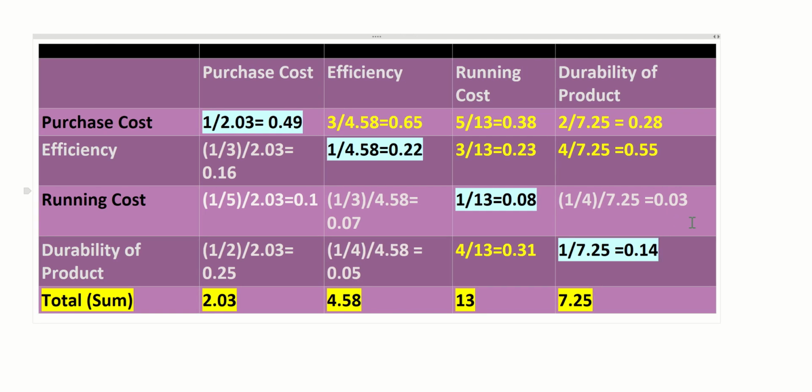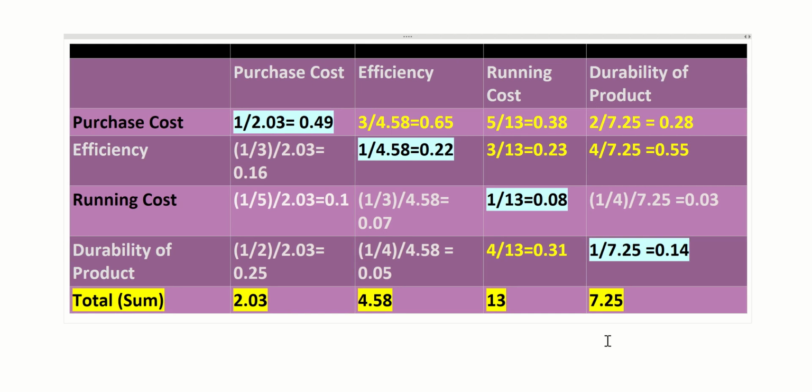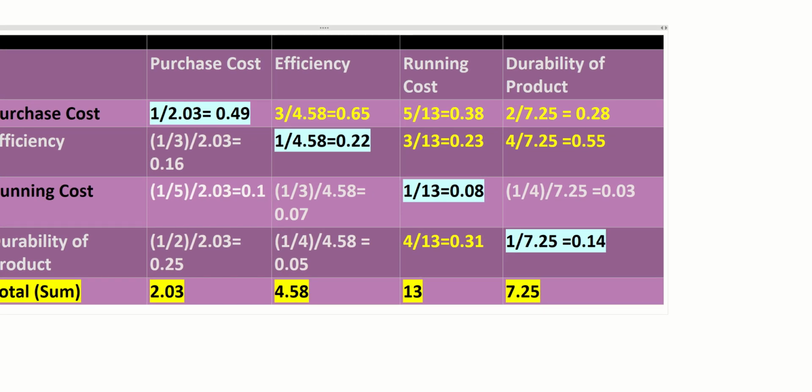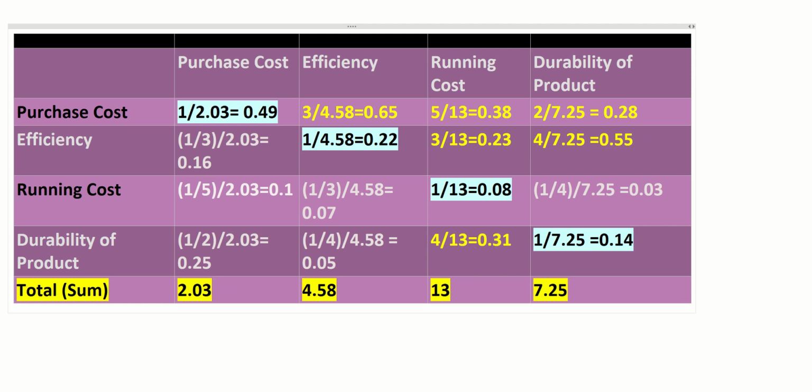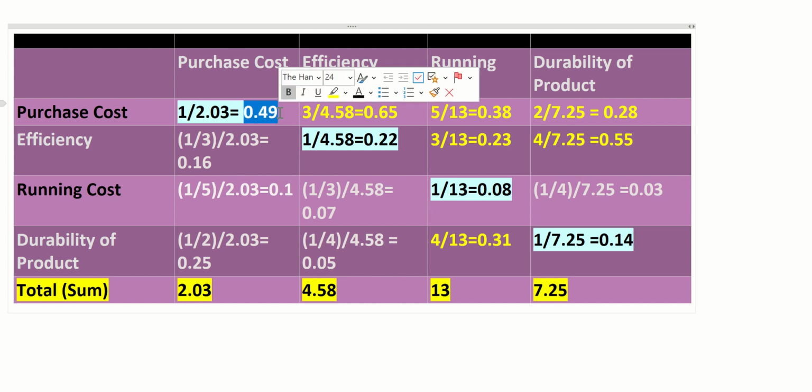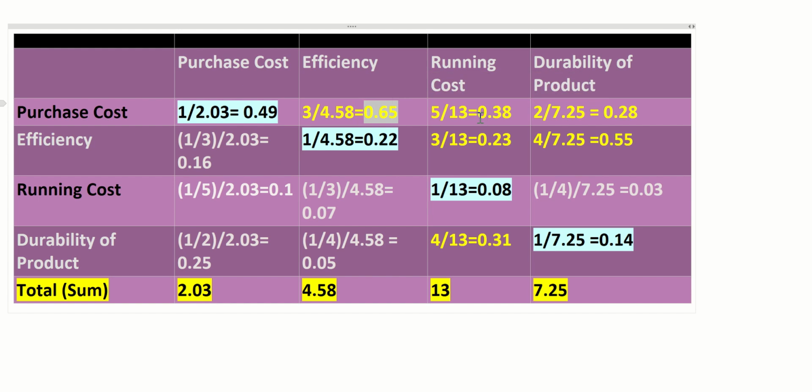What do we do after that? So we've normalized each value. The next step would be to add each row. So the way to do that is, for purchase cost, add the values that we have. So I've got a 0.49 over here. I've got a 0.65, I've got a 0.38, and I've got a 0.28. So I need to add these up, and that will be my criteria weight. So I have to have a new column, and I label that as criteria weight.